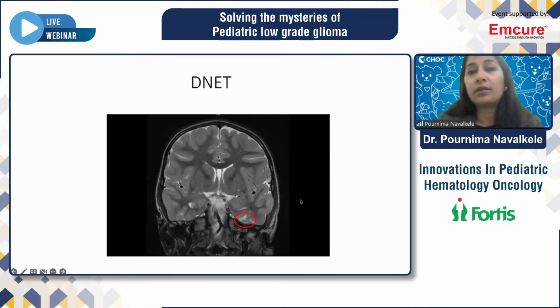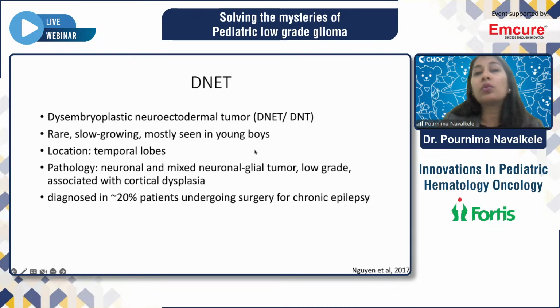DNET, dysembryoplastic neuroepithelial tumors. This MRI scan is a coronal view, and on the left temporal lobe, as you see here, just an abnormal T2 flare change, and that on biopsy was confirmed to be a DNET. So DNET are rare and slow-growing tumors which are mostly seen in young boys. The location is temporal lobes, and the pathology is neuronal and mixed neuronal glial tumor, and it's low grade, and it is very commonly associated with cortical dysplasia. It's diagnosed in around 20% of patients who undergo surgery for chronic epilepsy.